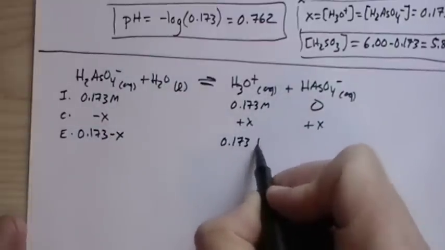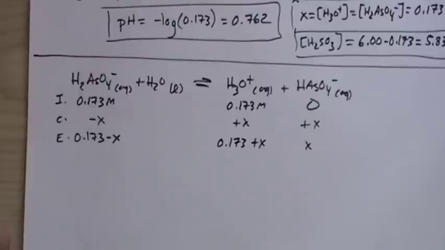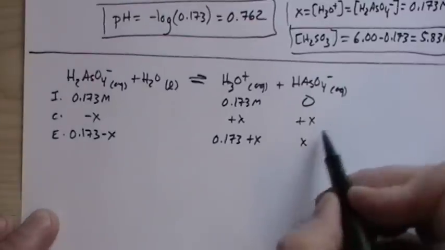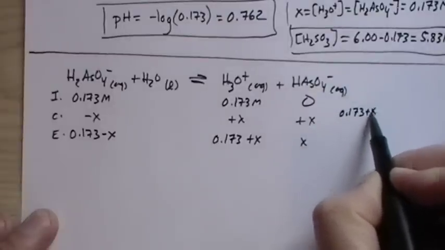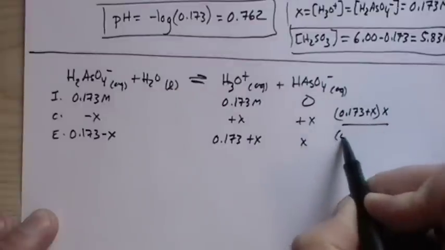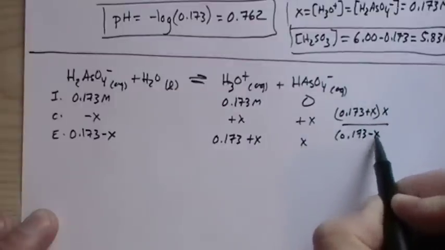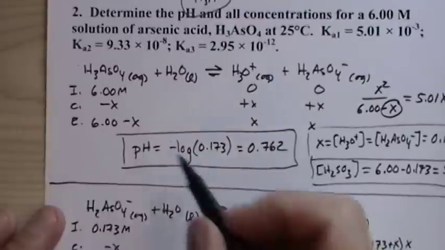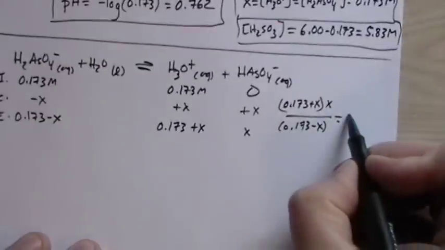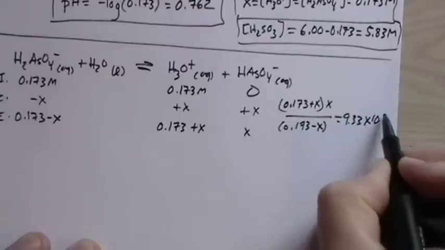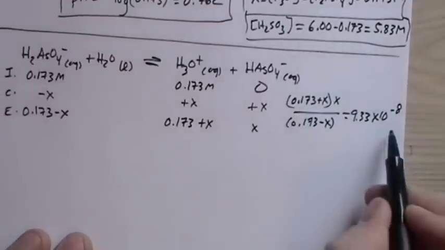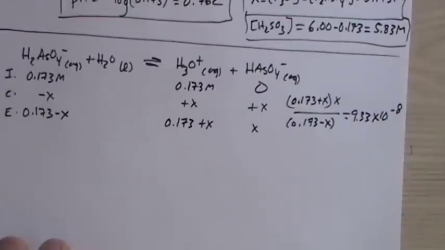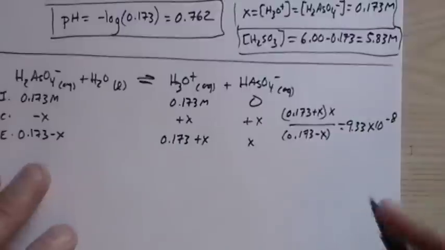So you can see here that we're setting ourselves up for that nice little play that we can make when the approximation holds. I'm going to put this over here. We have 0.173 plus X times X over 0.173 minus X is equal to Ka2. Ka2 is 9.33 times 10 to the minus 8. Now, this is about 10 to the minus 1 divided by 10 to the minus 8. So that's going to be 10 to the 7th, or somewhere around there. Whatever it is, it's way, way above 100.